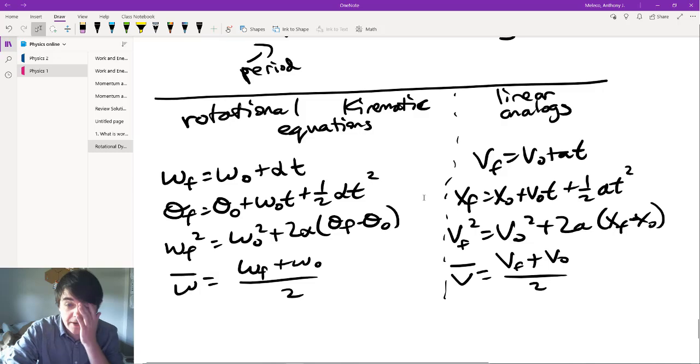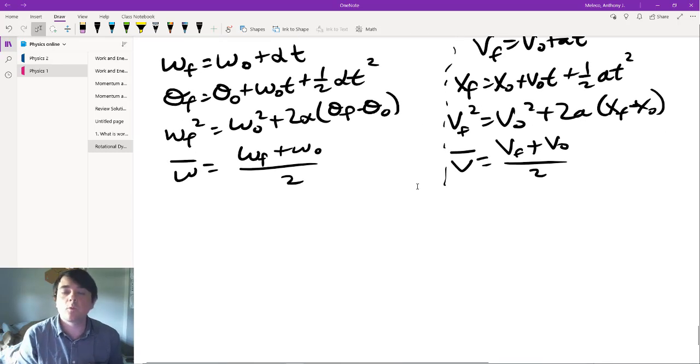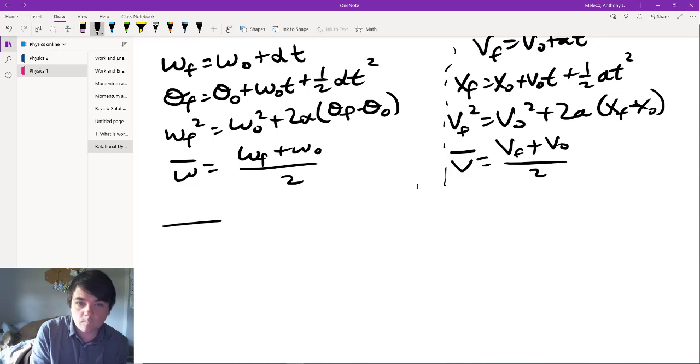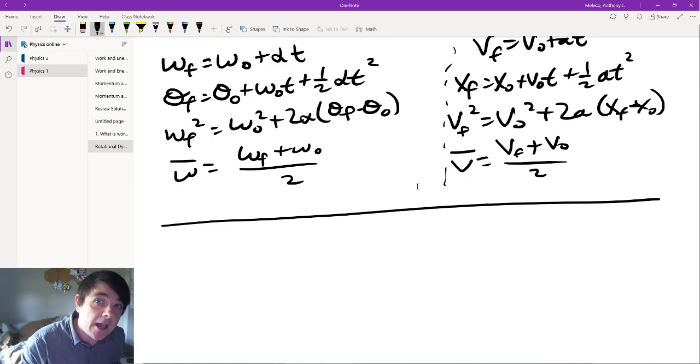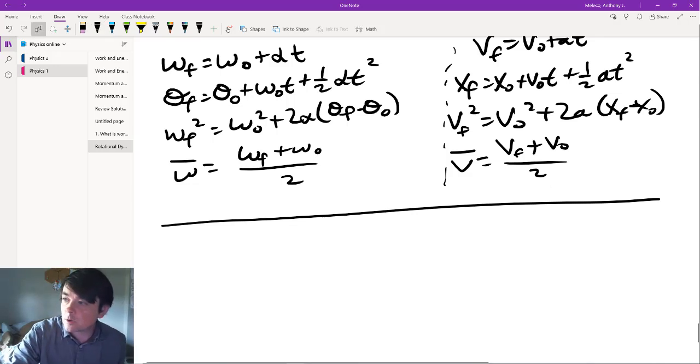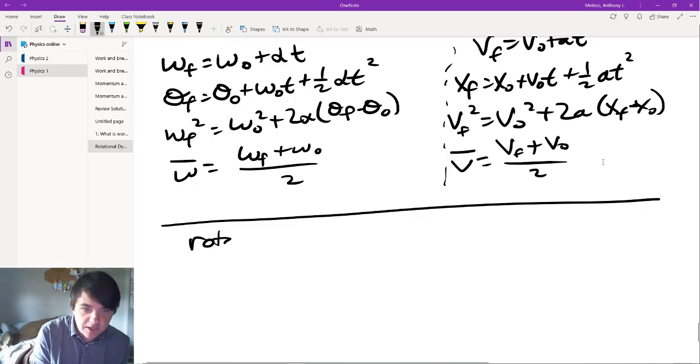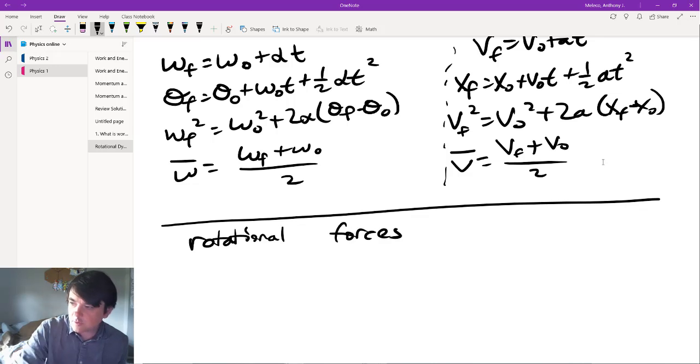So that's rotational kinematics, and those types of examples will work the same way, where you will have your knowns and unknowns and all of that. One reason I like doing rotation at the end of the semester is that it gives you a good recap of what you've learned. So we've done kinematics. Let's look at rotational forces.